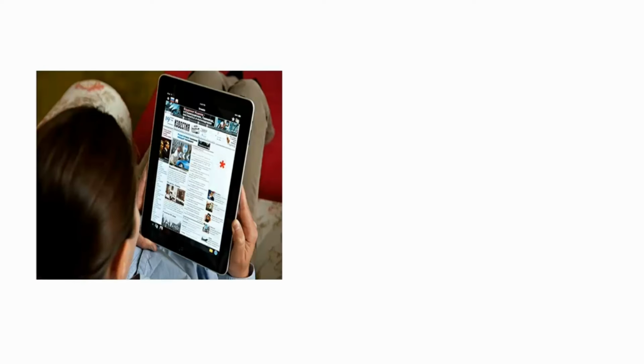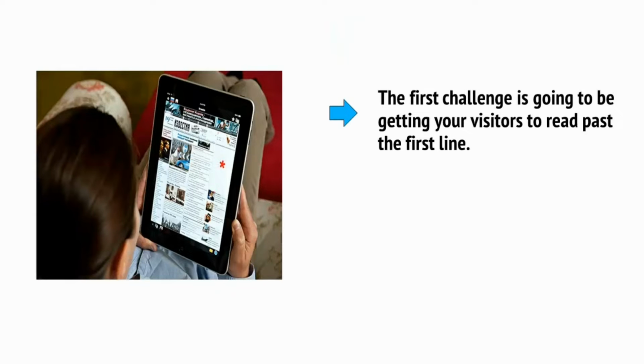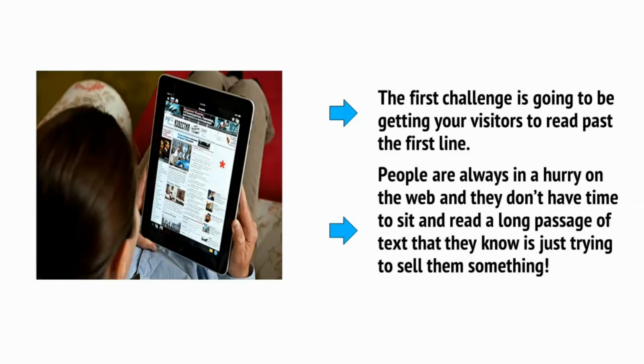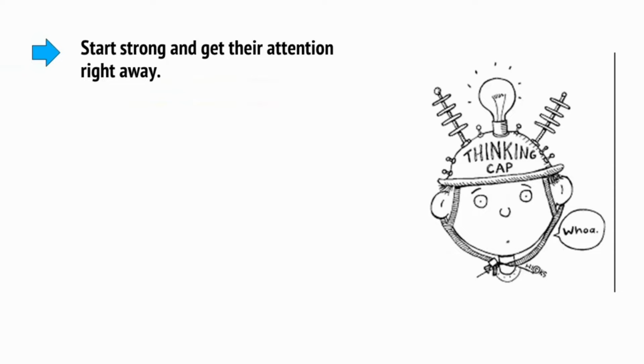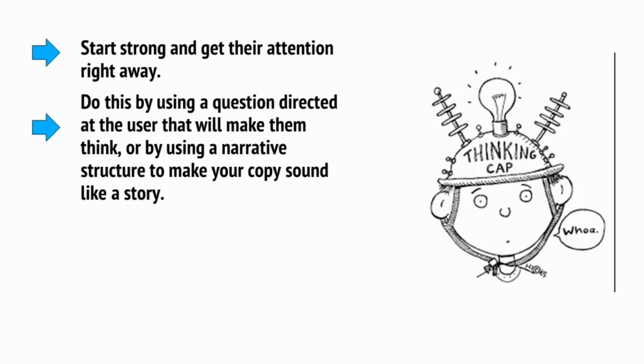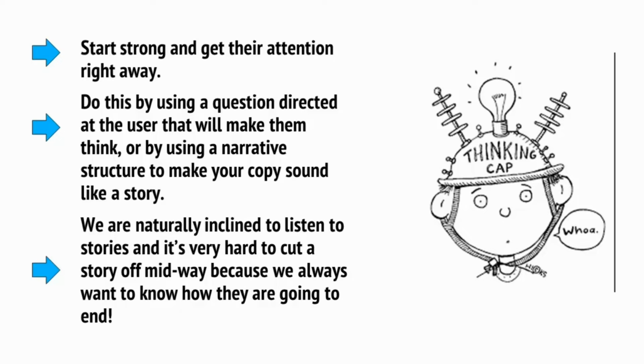This needs to be written in such a way as to compel the reader to want to buy and to build desire and urgency. The first challenge is going to be getting your visitors to read past the first line. People are always in a hurry on the web and they don't have time to sit and read a long passage of text that they know is just trying to sell them something. Start strong and get their attention right away. Do this by using a question directed at the user that will make them think, or by using a narrative structure to make your copy sound like a story. We're naturally inclined to listen to stories, and it's very hard to cut a story off midway because we always want to know how they're going to end.